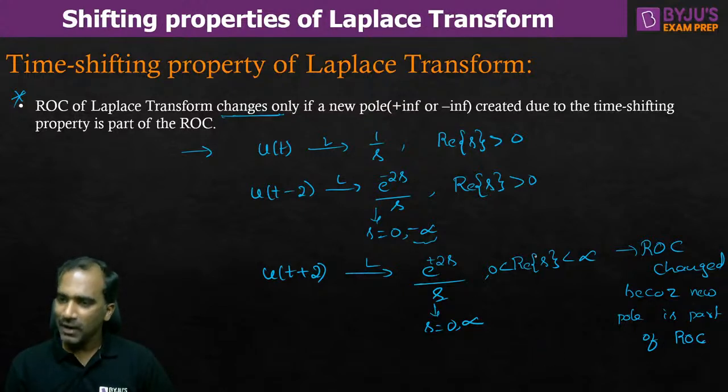This new pole is not part of this signal's ROC. For whatever signal you are applying time shifting, that signal's ROC is the reference for us. This is the reference signal, the reference ROC. Based on this, we are applying the time shifting property. So the ROC will change or may not change based on the new pole created. If the new pole created is part of this ROC, the ROC will change slightly. Otherwise, there is no need of any change.